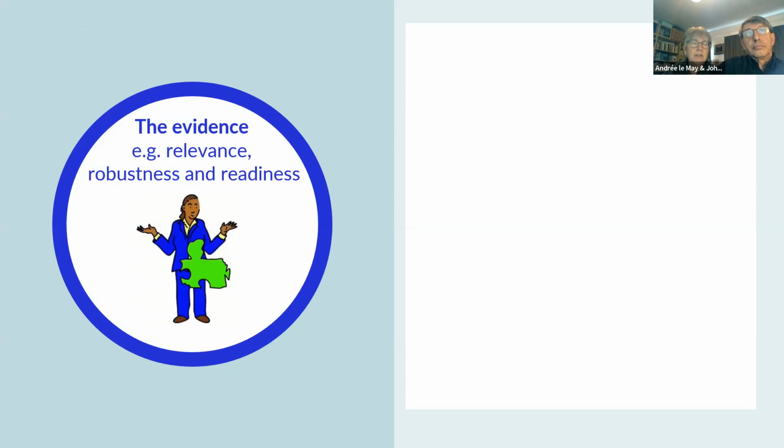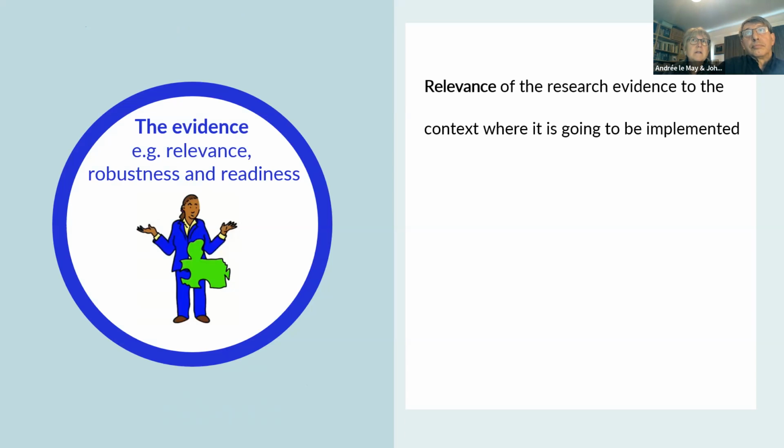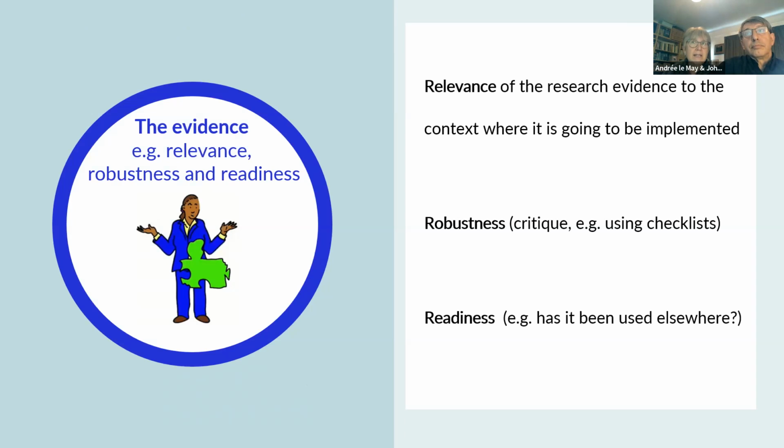This will be absolutely familiar to you. Evidence needs to be relevant. It needs to be relevant to the context it's being implemented in. It needs to be robust. It needs to be critiqued, and it needs to be ready to move into practice. So you need to begin to think about, has it been used elsewhere, and how has it been used and accepted elsewhere?